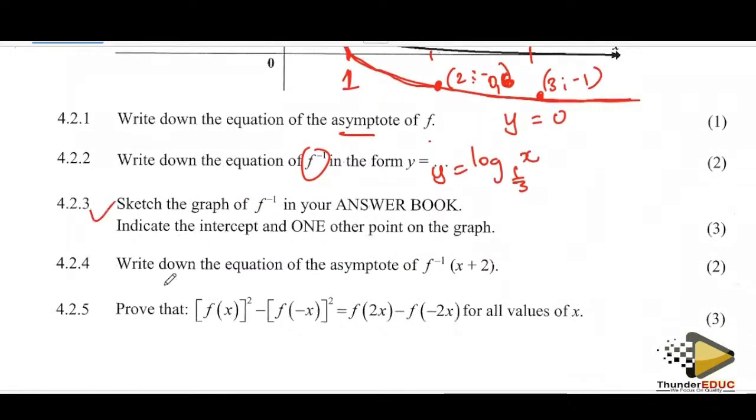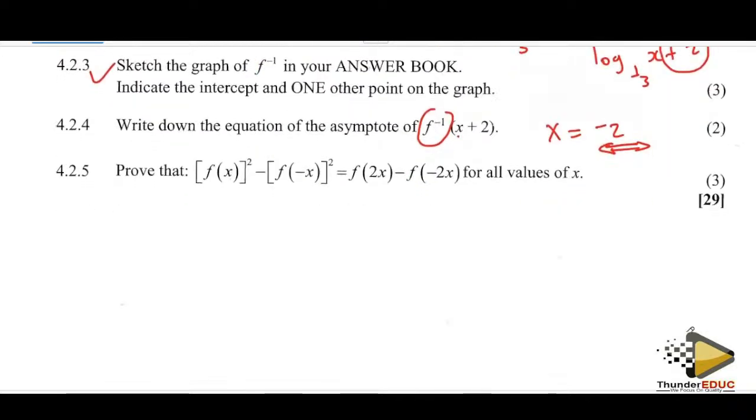So we've sketched that. Then write down the equation of the asymptote of the inverse. If there is x plus 2, there's a shift of 2 units to the left. So the asymptote of the inverse is going to be x is equal to negative 2. So it's going to be log base 1/3 of (x plus 2). Since in the other direction, it's going to be negative 2.